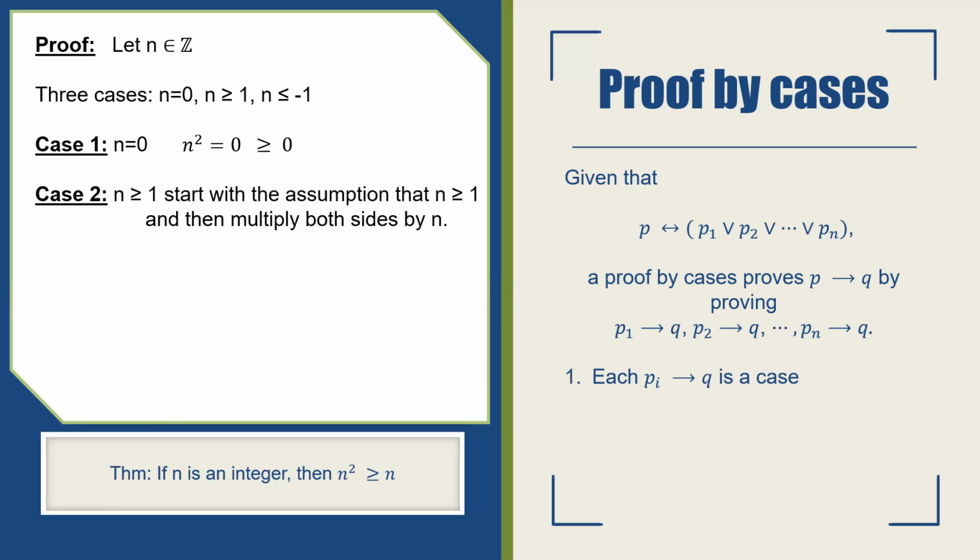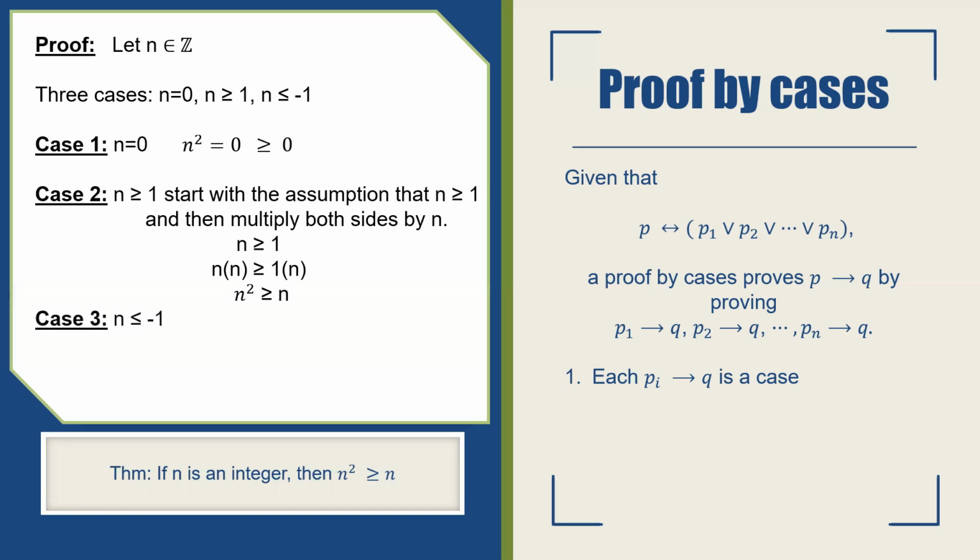And I'm going to do that because I'm going to take that true statement that n, in fact, is greater than or equal to 1, at least for this case, and I'm going to multiply both sides by n. And that will get me to n squared is greater than or equal to n. The theorem holds.